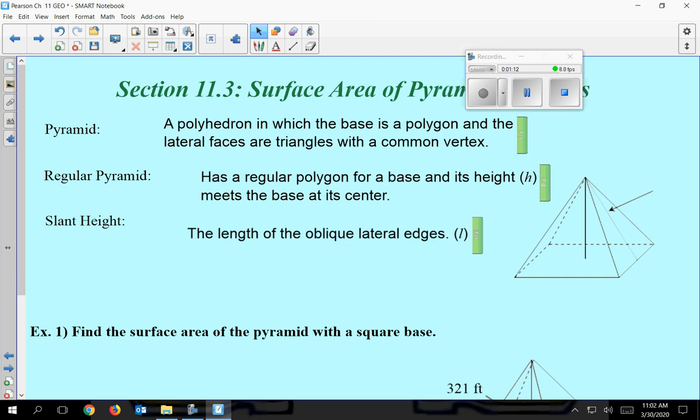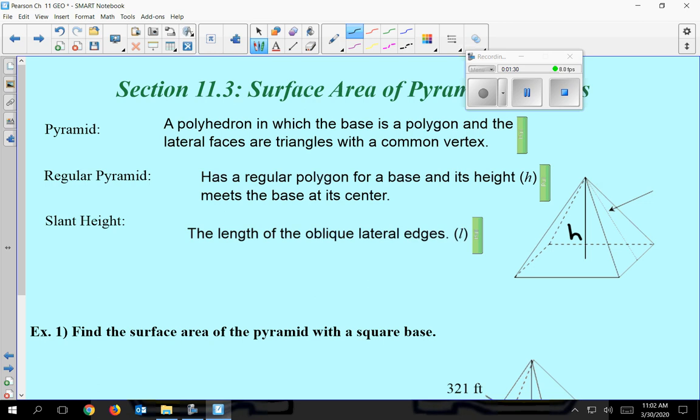What the heck is oblique? That's going to be the slant thing, a face that meets at the top. That's what creates a pyramid. So let's label this. A regular pyramid is going to have a vertical height. So that's going to be here.